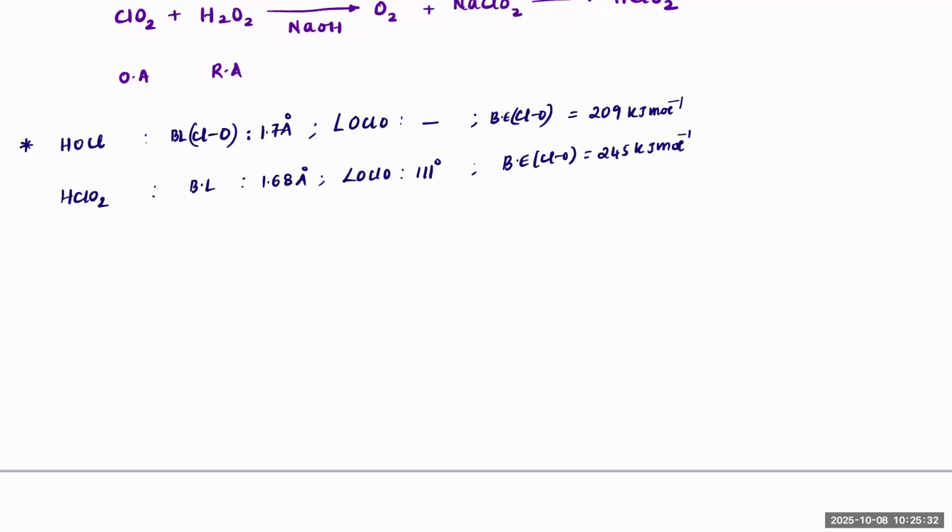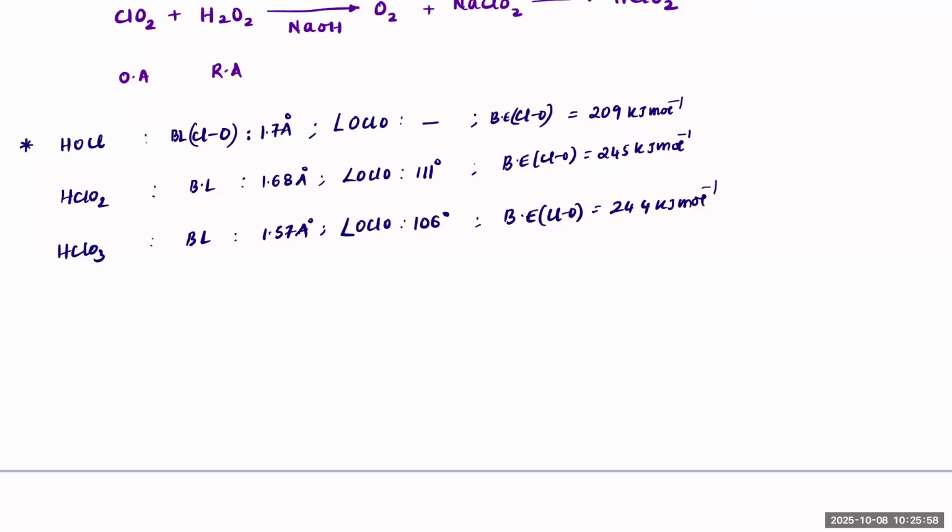And then HClO3, the bond length, if you compare, is around 1.57 angstroms. And the bond angle of OClO is around 106 degrees. And the bond energy for this Cl and O is around 244.